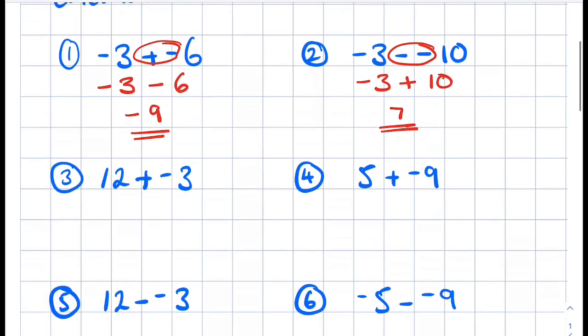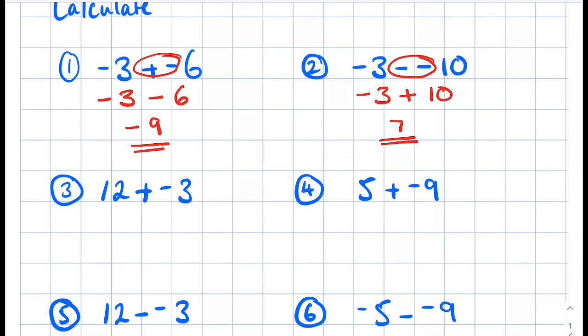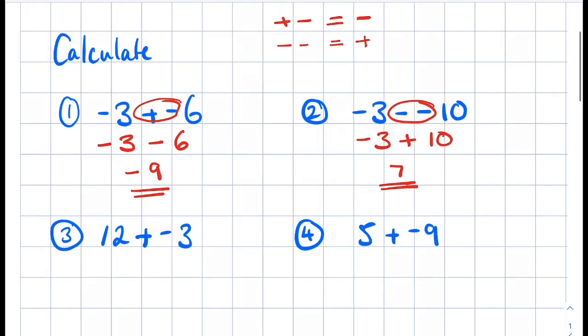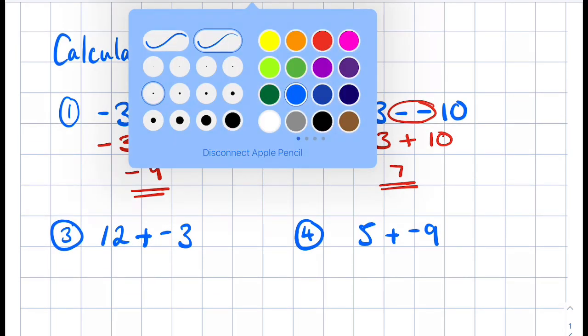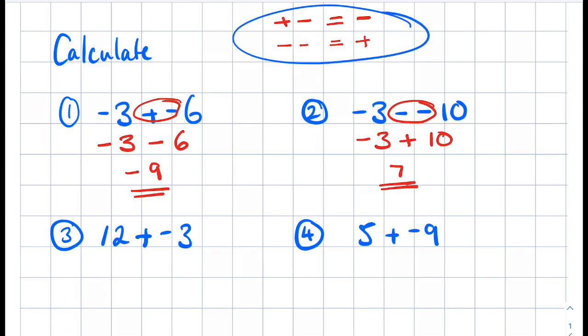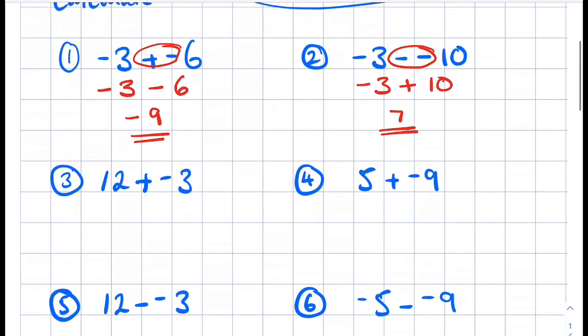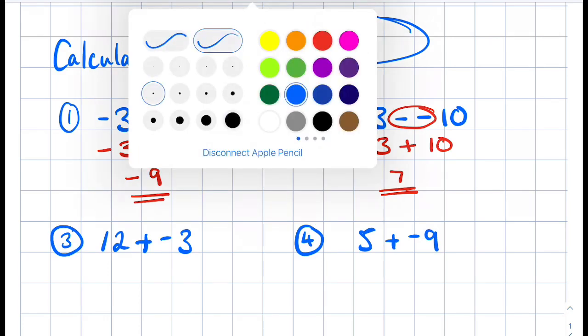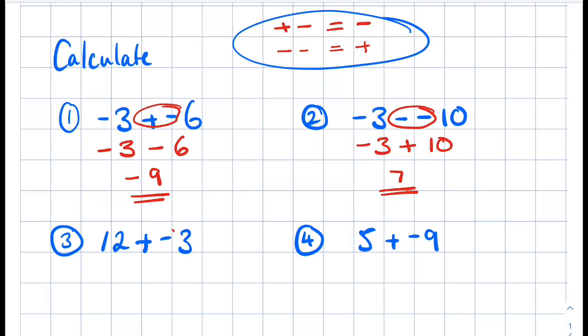Okay, next one. Starting at 12, we are adding on a negative 3. Going back to the rule we've just written at the top, a plus and a minus can be taken out and replaced by a minus sign. So in this case you'll be doing 12 take away 3, and the answer is going to be 9.